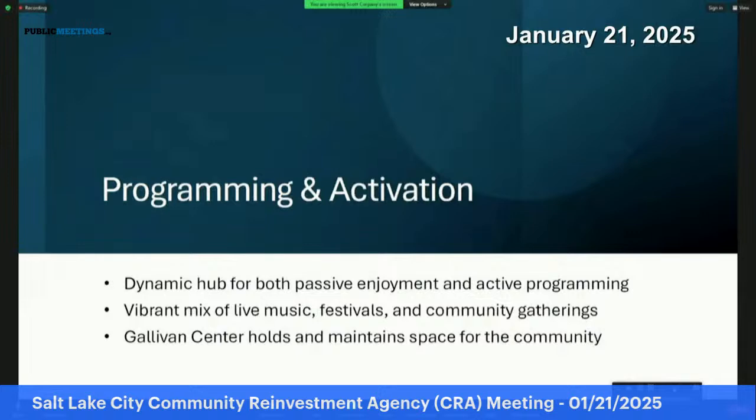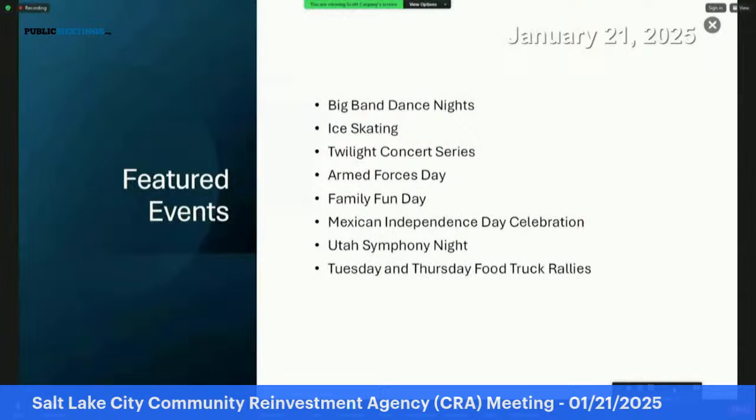Next slide, please. This is a very brief and abbreviated short list of some of our featured events, just to show the breadth and depth and variety of events that we host, produce, or partner to produce with. Next slide, please.